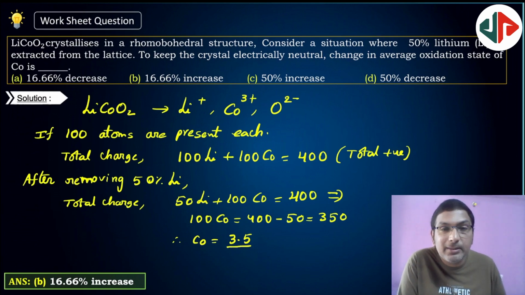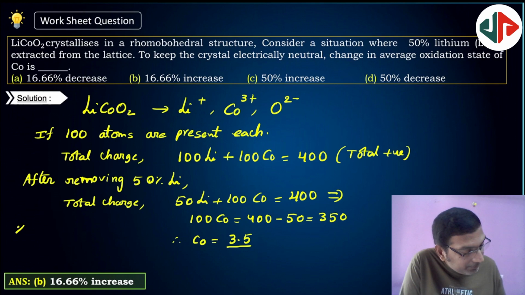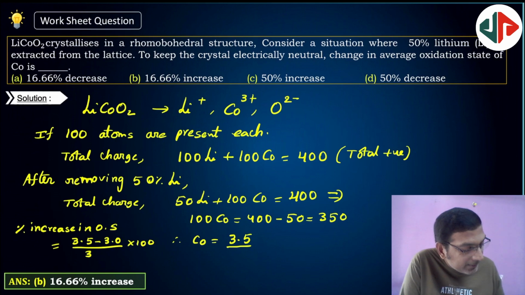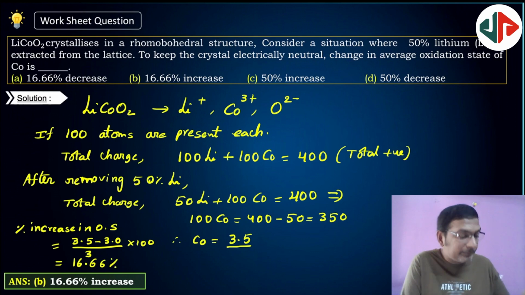So the initial oxidation state of cobalt is plus 3. The final oxidation state is 3.5. Therefore, percentage increase in oxidation state equals 3.5 minus 3 by initial value 3, into 100. So its value is 16.66%.